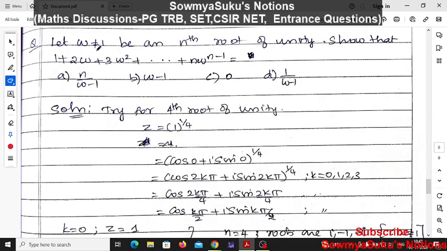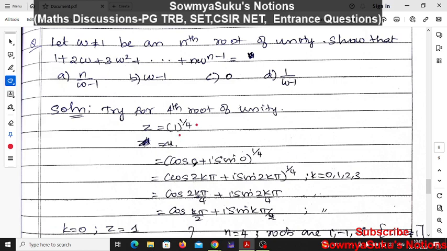Let omega not equal to 1 be an nth root of unity. Show that 1 plus 2 omega plus 3 omega square etc. plus n omega power n minus 1 is equal to. 4 options are given. So let's try for third root of unity, fourth root of unity, fifth root of unity, and so on. So I took here fourth root of unity, so that z is equal to the fourth root of unity. That is, unity means 1 power 1 by 4.